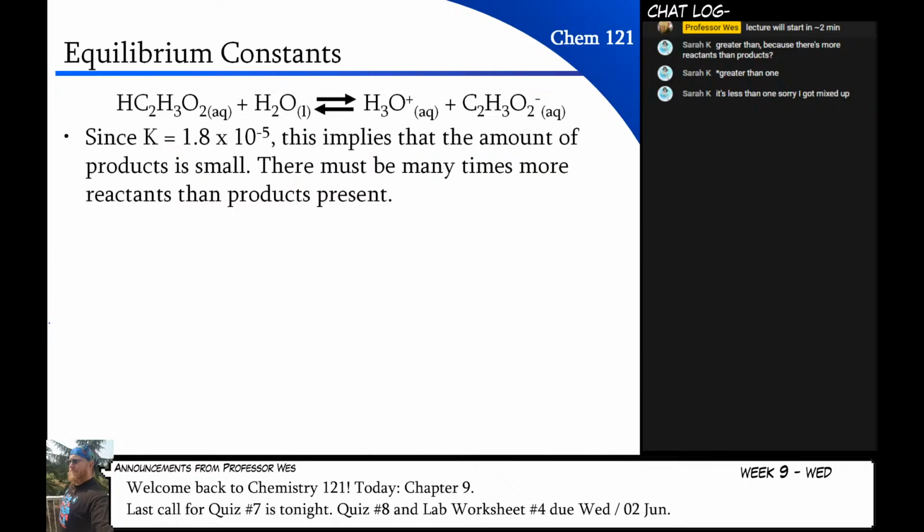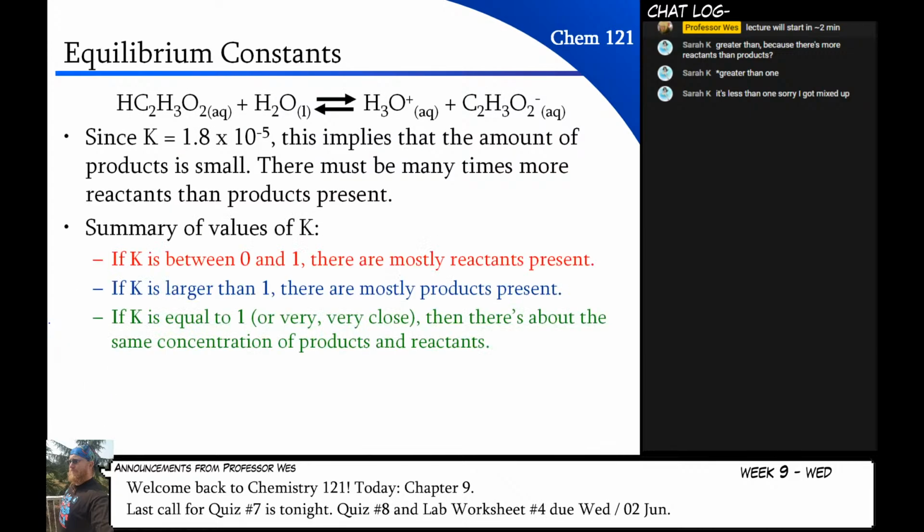All right, so there's our summary that we had on the whiteboard. If K is between 0 and 1, there's mostly reactants. If K is bigger than 1, there are mostly products. If K is equal to 1, or really close to 1, there's about the same amount of both.